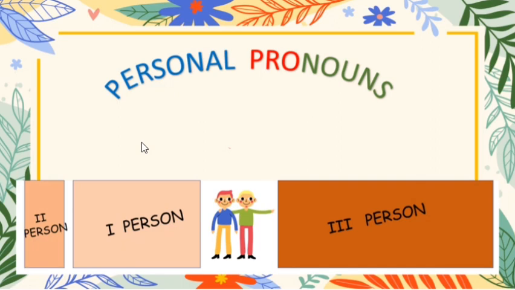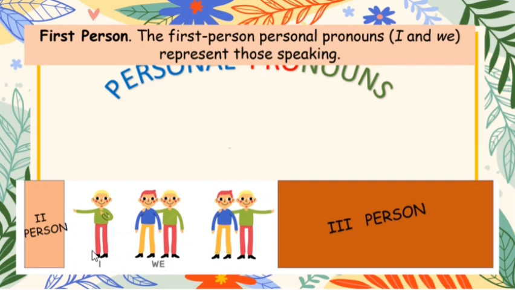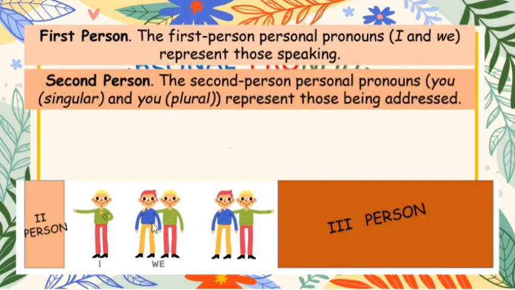Dear students, personal pronouns stand for three persons. First person, second person and third person. So what are these three persons? Here, first person. The first person personal pronouns are I and we. So I and we are first person personal pronouns. They represent those speaking. Second person, the second person personal pronoun you, both as singular as well as plural, represents those being addressed.